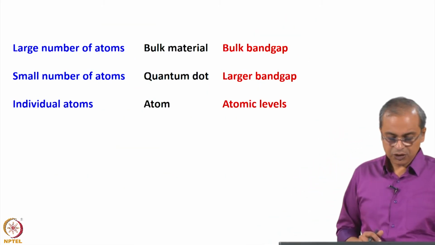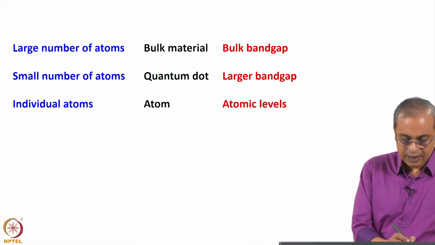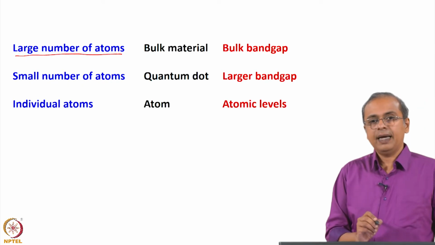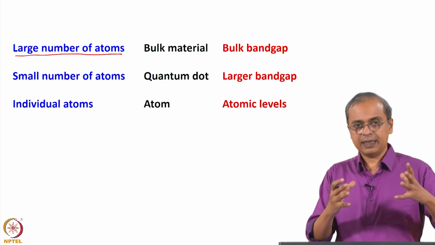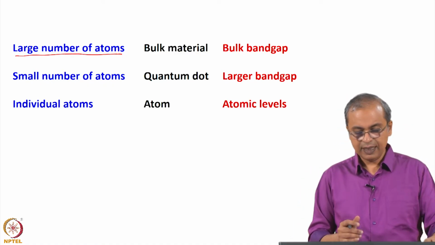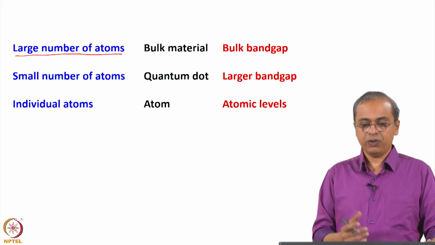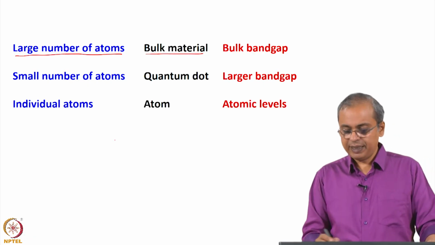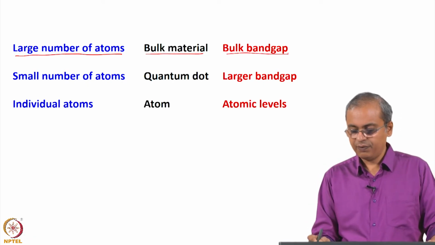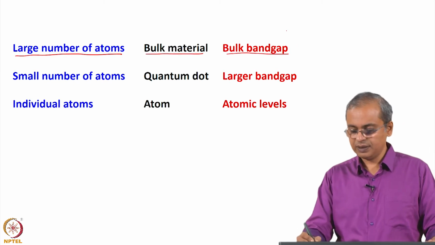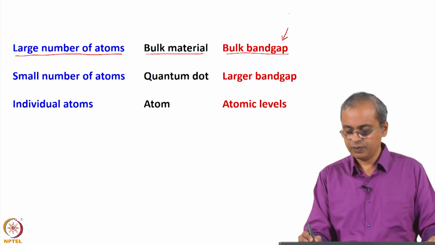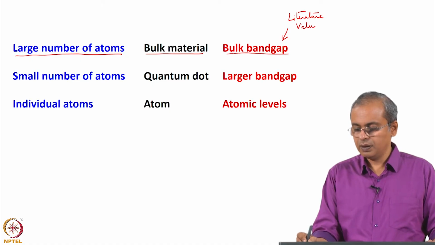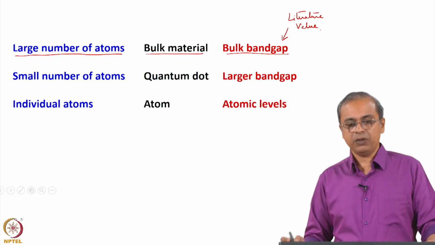So what we actually see is that, as I said, you can have a large number of atoms in a grain structure or crystal structure, and that is what we would refer to as the bulk material. In that kind of material, you will see the bulk band gap, which is what you will typically see in the literature. So this is the typical literature value. When you go searching for a band gap, this is the value that you will get.